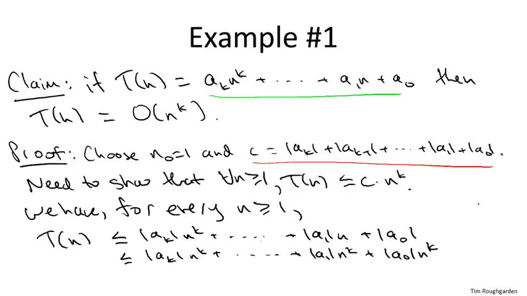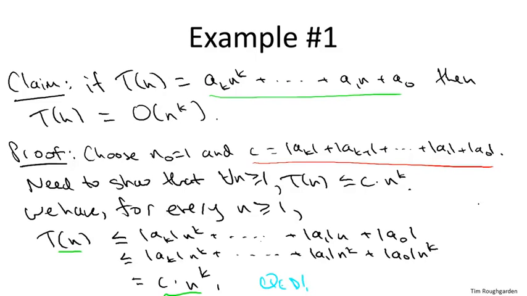And now you'll notice this, by our choice of c, underlined in red, this is exactly equal to c times n to the k. And that's what we had to prove. We had to prove that t of n is at most c times n to the k, given our choice of c, for every n at least 1, and we just proved that. So, end of proof.